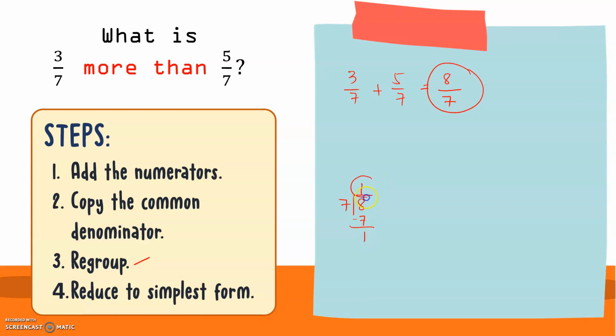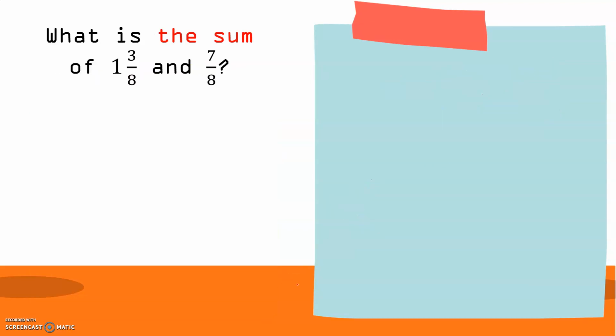Okay. The quotient that we got will be our whole number. So that will be 1. And our remainder will be the numerator. And the divisor will be our denominator. That means 3 sevenths plus 5 sevenths is equal to 1 and 1 seventh. 1 and 1 seventh is already in its simplest form. So now let's proceed to our next example.